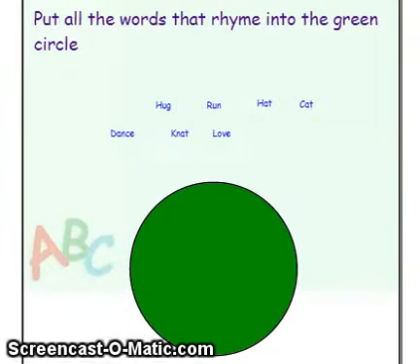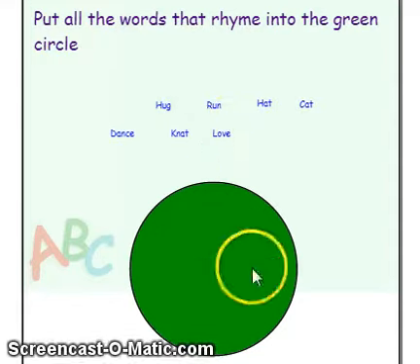For this activity, they will put all of the words that rhyme into the green circle. So we have hug, run, hat, cat, dance, gnat, and love. The words that do rhyme that go into the green circle will actually disappear once they're into the green circle. The words that do not rhyme will actually bounce out of the circle.